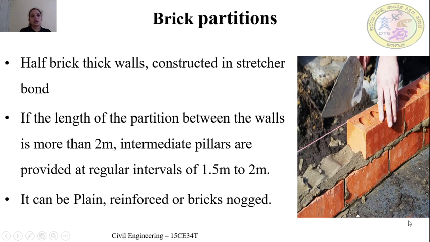If the length of the partition between the walls is more than 2 meter, intermediate pillars are to be provided at regular intervals of 1.5 meter to 2 meter. Brick partitions can be constructed as plain brick partition, or as reinforced brick partitions, or with the help of brick nogging.